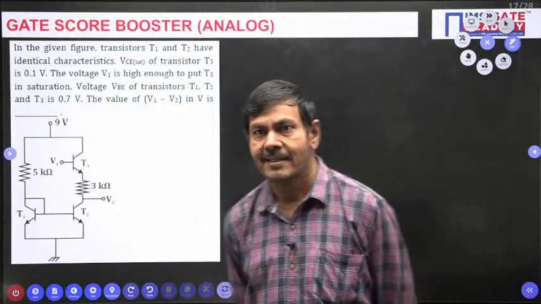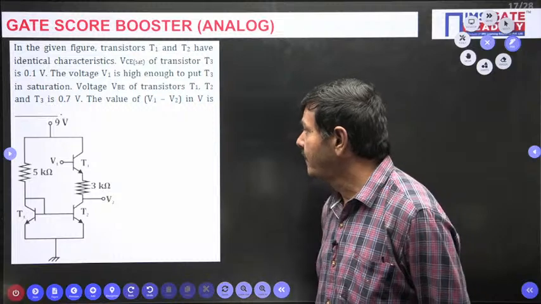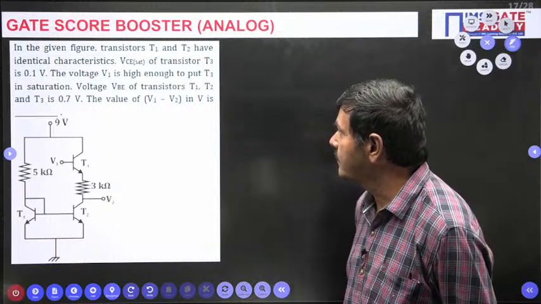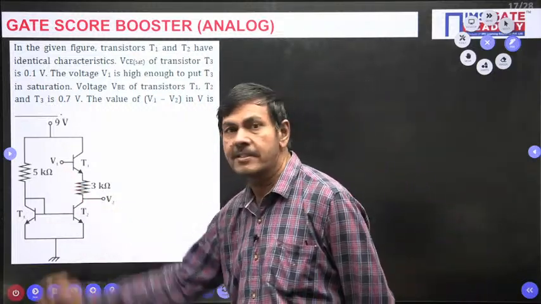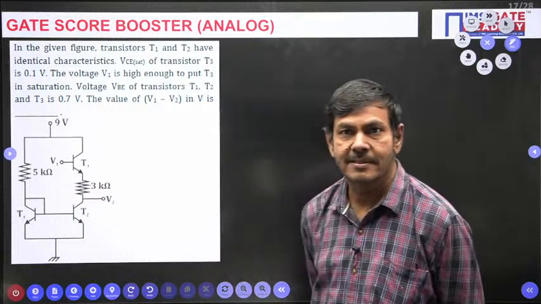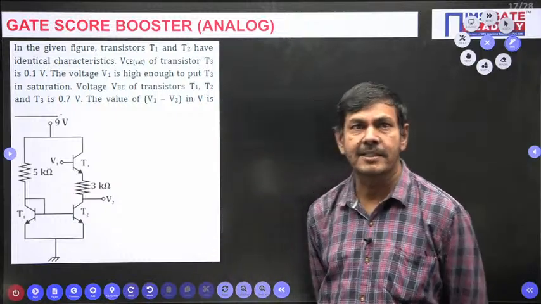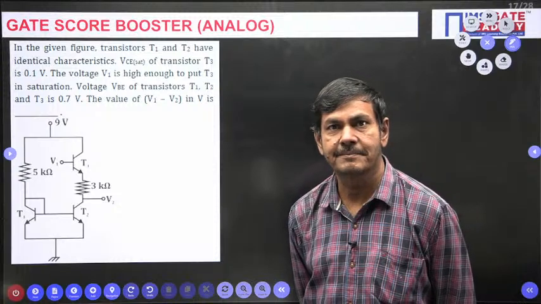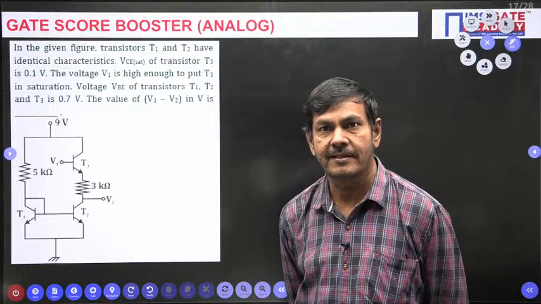Yes, can anybody do this question? V1 minus V2 is required. What is V1 minus V2? I want the difference of this voltage. The difference of this voltage is required. Can anybody find it?